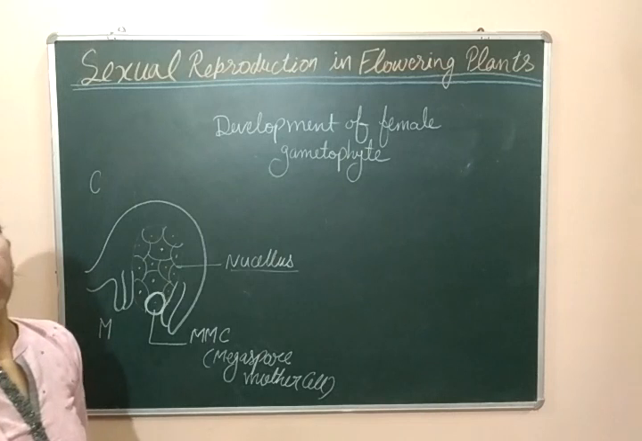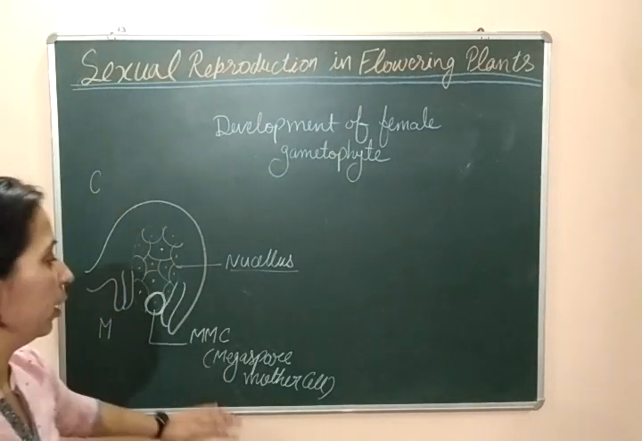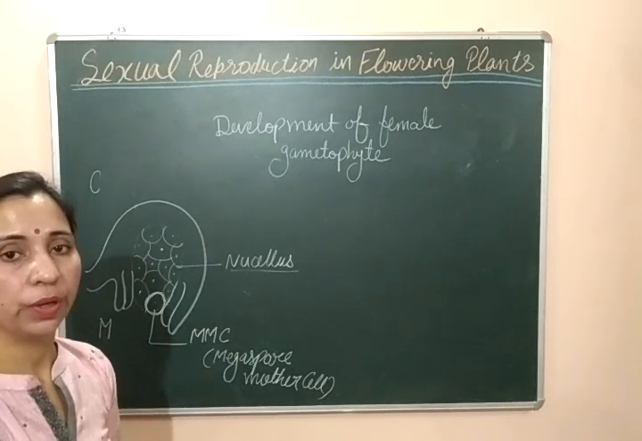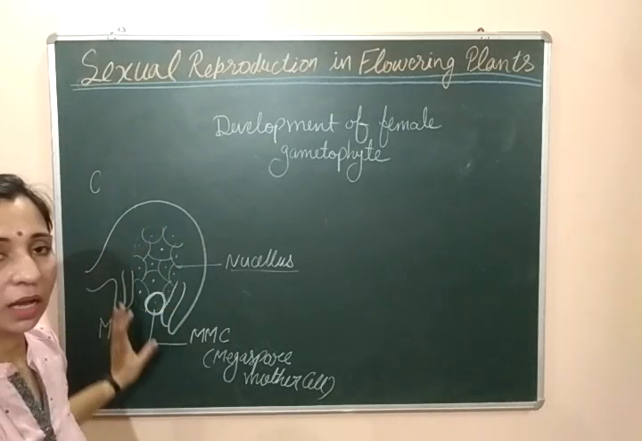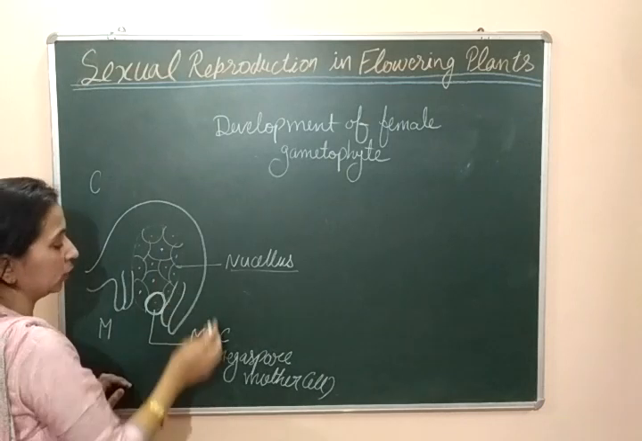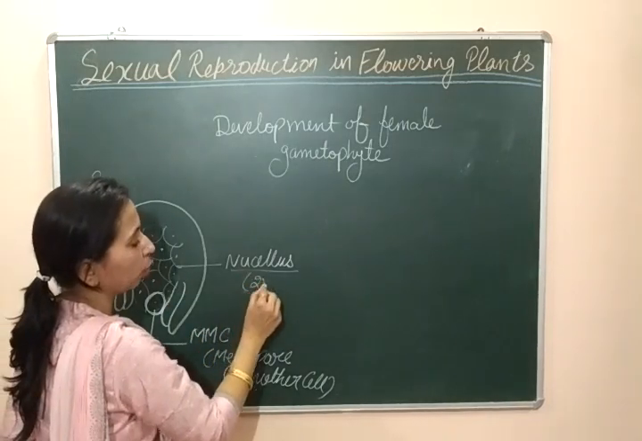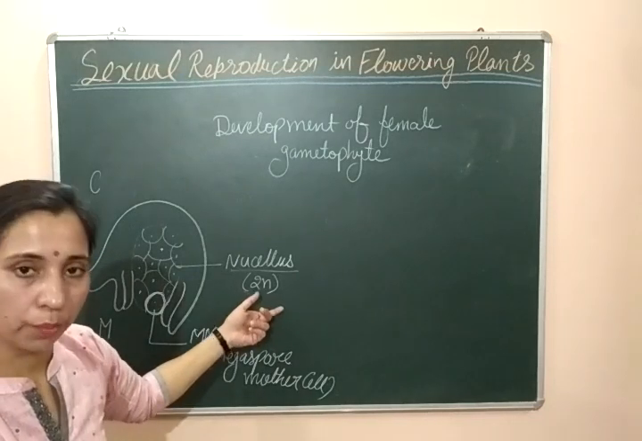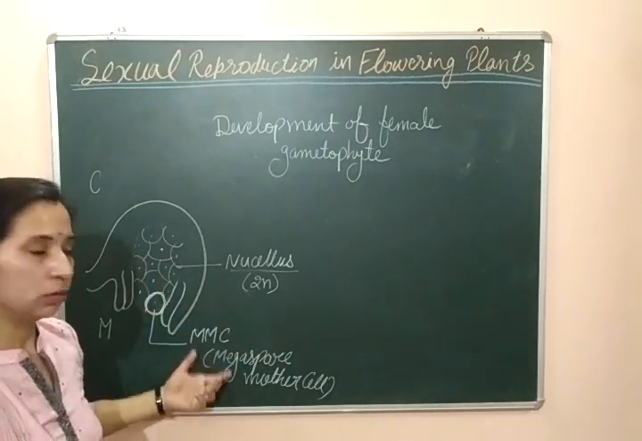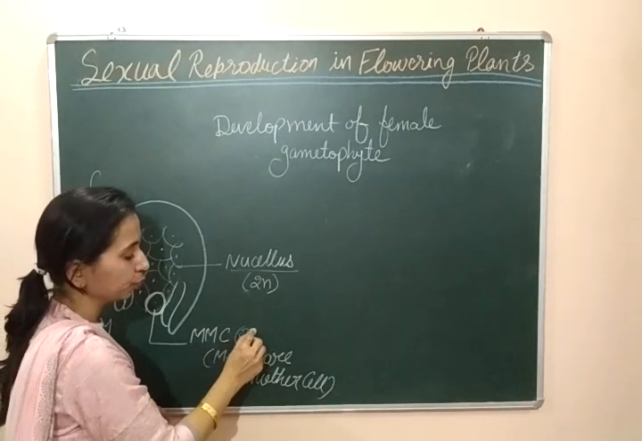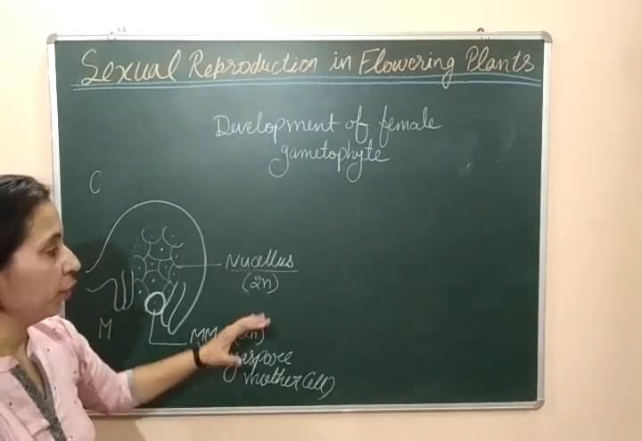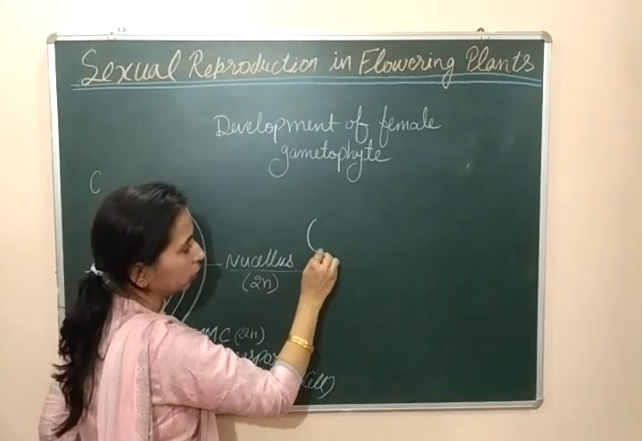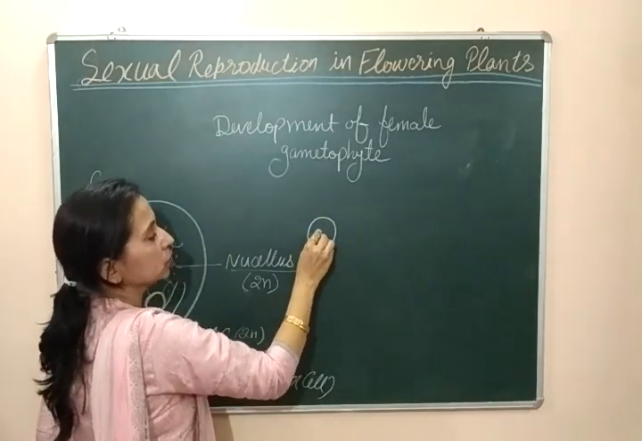This MMC will increase in size and it will now start dividing. Here one more important point should be remembered, that nucellus is diploid in nature. ये जो nucellus होता है, इसकी जो nature होती है diploid होती है. Means all the cells of nucellus are diploid or 2n in number. When one cell grows from this nucellus as MMC, that is also diploid. Now let's see how it will develop into the female gametophyte.